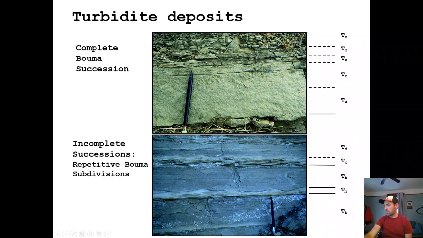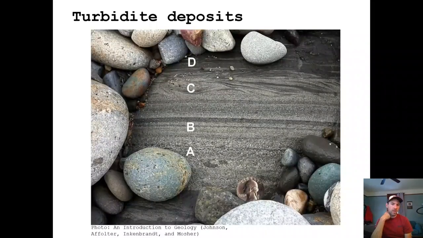I apologize, I misphrased. So it starts here, and then it repeats here, and then it repeats there again. So you may be missing any number of those horizons in any particular case, right? Here's another great example of what that might look like.